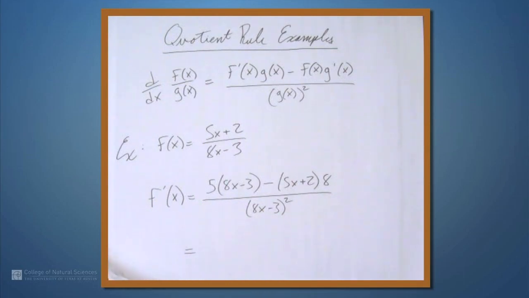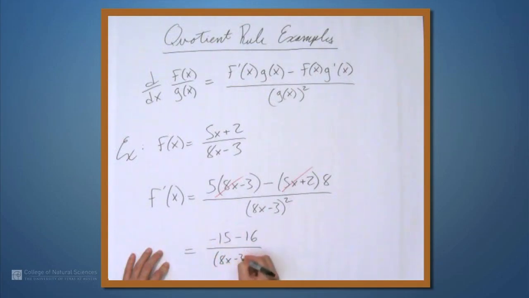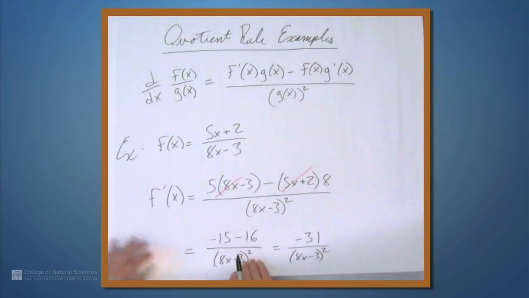We have a 5 times 8x, so this part cancels with this, which is 5x times 8. And we are left with 5 times negative 3, which is negative 15, minus 2 times 8, which is 16, all over 8x minus 3 squared, which becomes negative 31 over 8x minus 3 squared. Let's do another example.